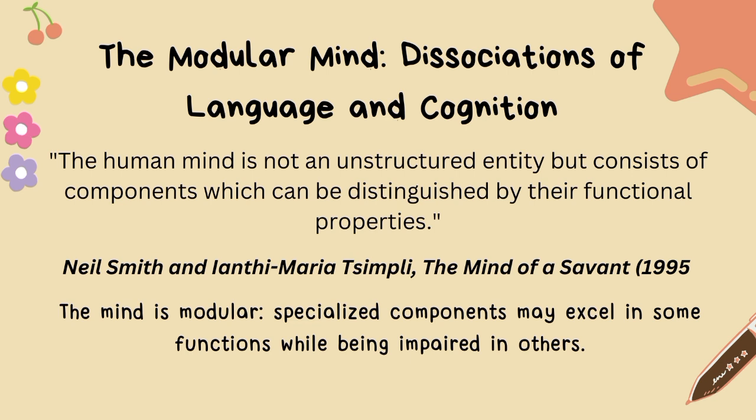A module for language might be extremely powerful, while a module for something like math or self-care might not function as well. This idea helps explain how some people can be extraordinarily skilled in one area, like language, even if they struggle in other areas. It's like having a powerful engine in one part of a machine while another part is underdeveloped or broken.